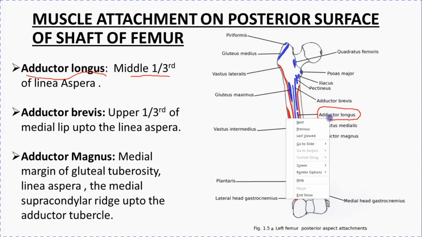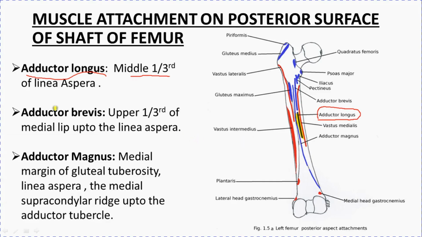This is the adductor longus muscle. We will change the color. And you can now see that from here this region is the adductor longus muscle. This is the adductor longus muscle, which is arising from the middle one third of the linea aspera.